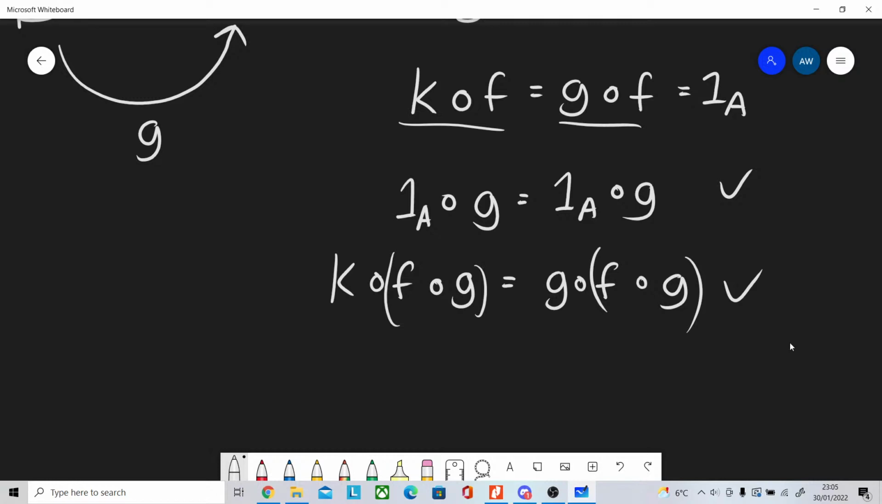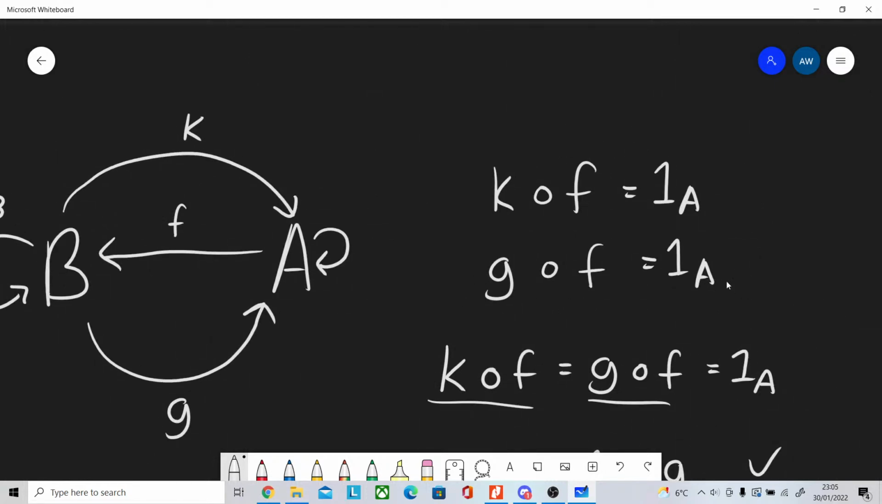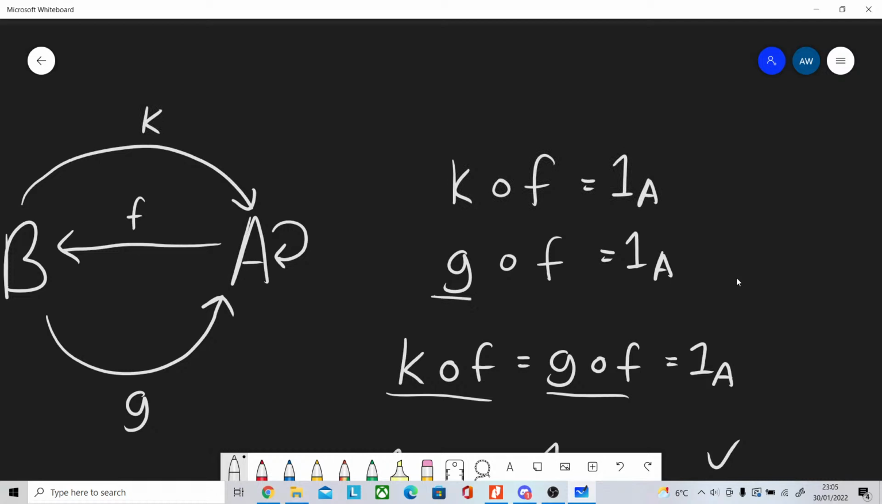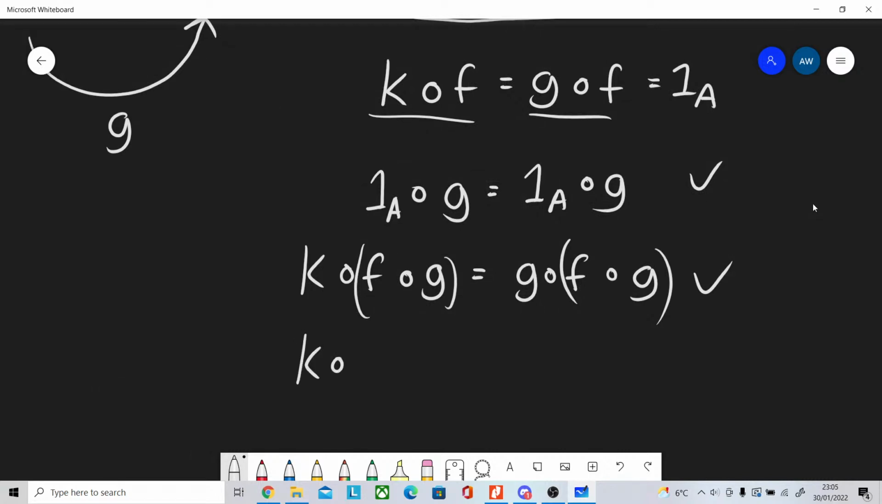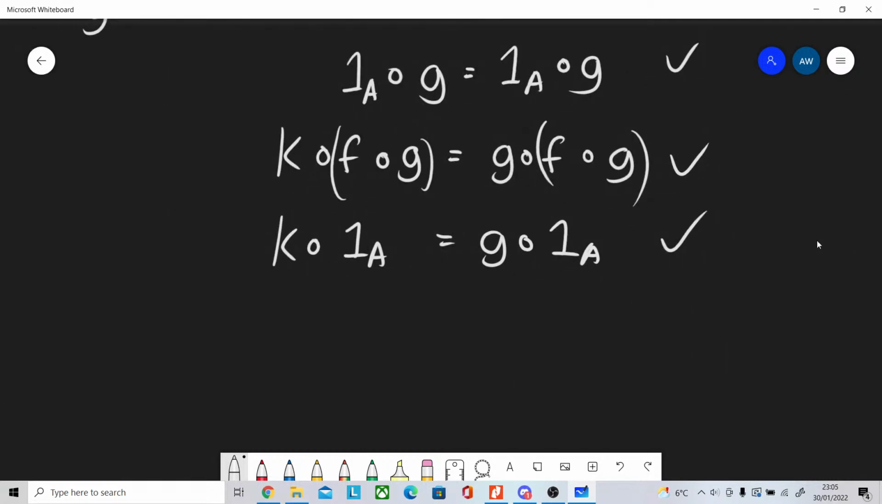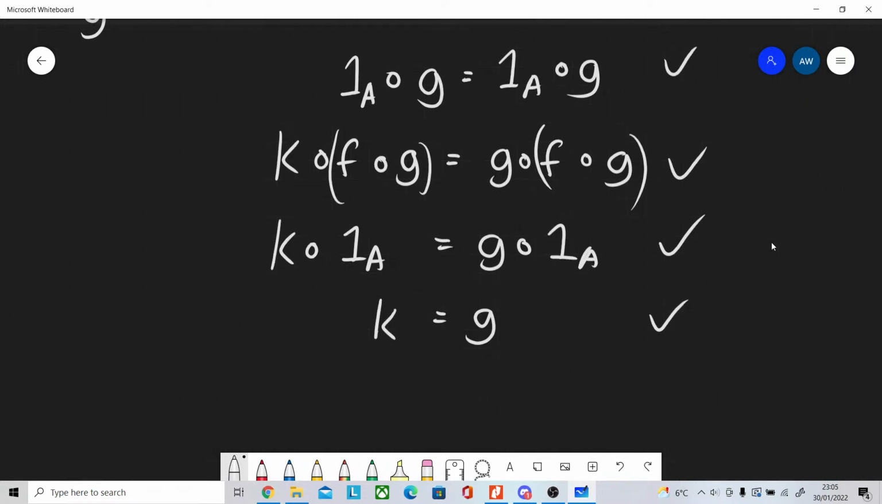Okay, what is f of g? Well, f of g is identity. You can see over here. So it's just k identity is equal to g identity. Correct. And then this is just k and this is just g. Correct. So this is the step-by-step way, and this does not require applying functions on both sides of the equation.